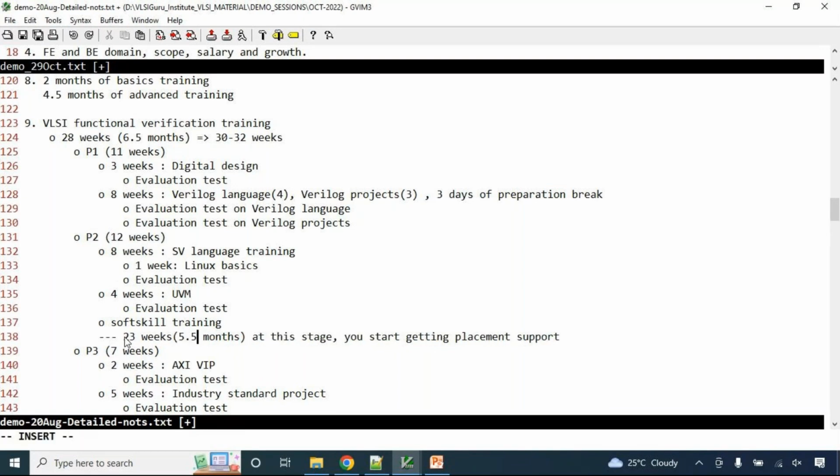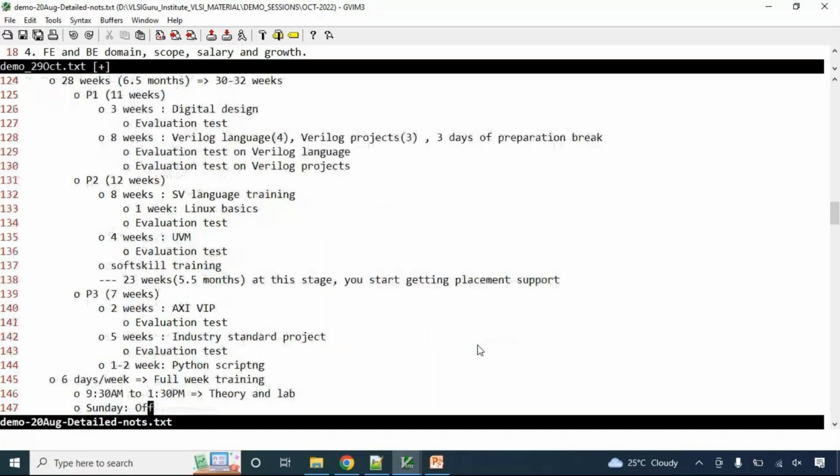5.5 months. At this stage, you can start applying for jobs. You don't need to wait for 7 months to get job support. You can start getting job support starting from this point itself. Once it is done, we go for phase 3.